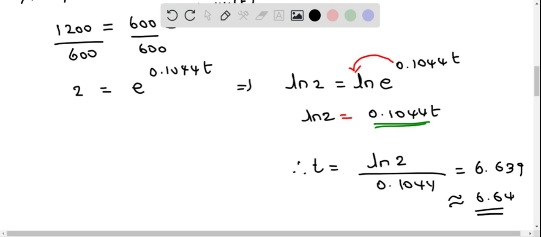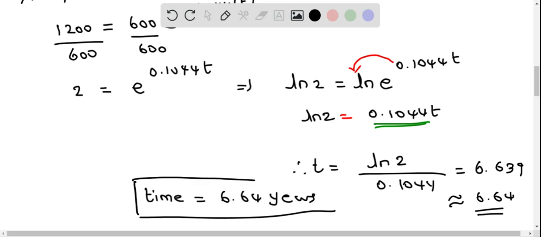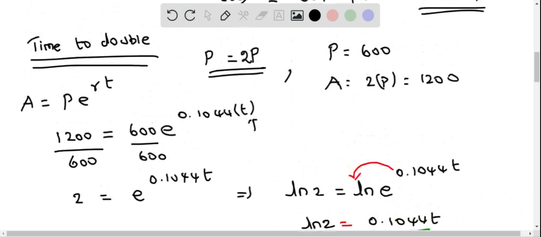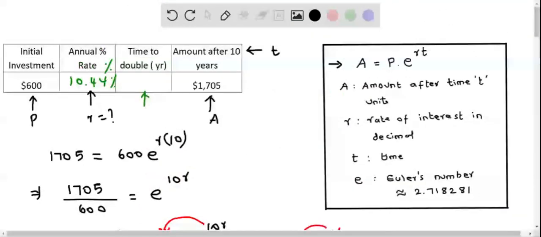So this is in years, so we put time equal to 6.64 years. Now we can go ahead and fill it into the box. It is 6.64. So we have answered both the values of annual rate of interest and time to double.